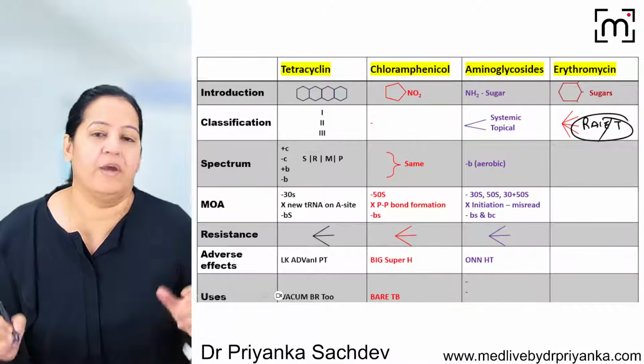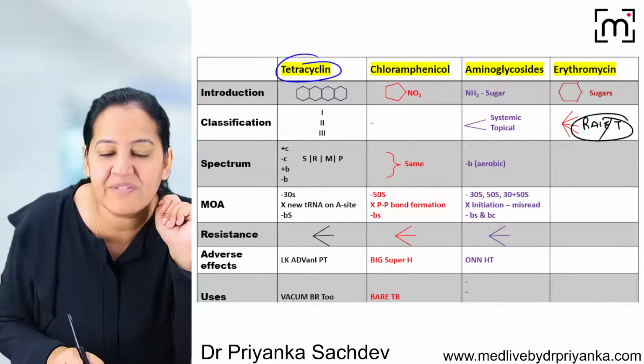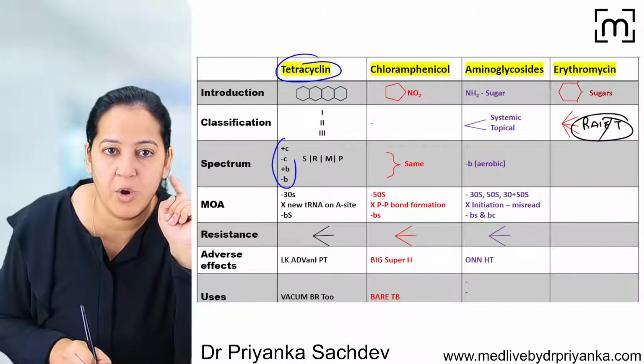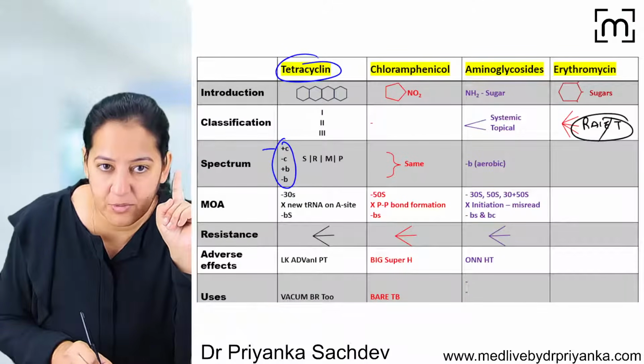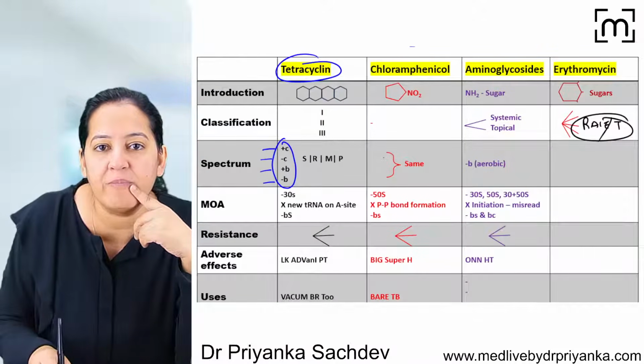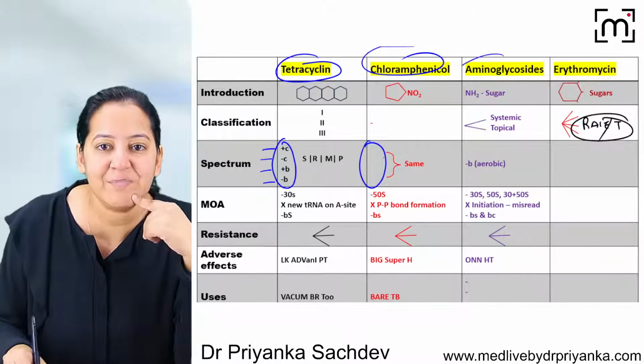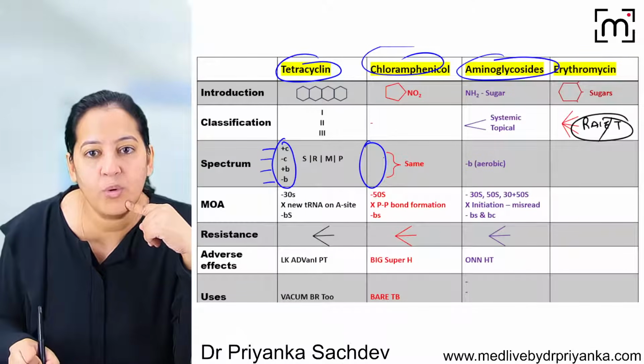What is the spectrum? Okay, we will revise the spectrum. Everyone on the screen, come. What was the spectrum of tetracycline? Say, ma'am, all 4. What are the 4 categories? Say, ma'am, gram-positive cocci, gram-negative cocci, gram-positive bacilli, gram-negative bacilli. What was the spectrum of chloramphenicol? Say, ma'am, again all 4. The same 4, all 4. What was the spectrum of aminoglycoside? Say, ma'am, only gram-negative bacilli.